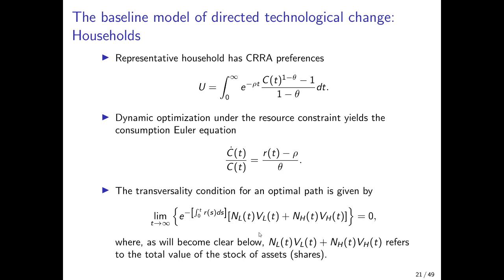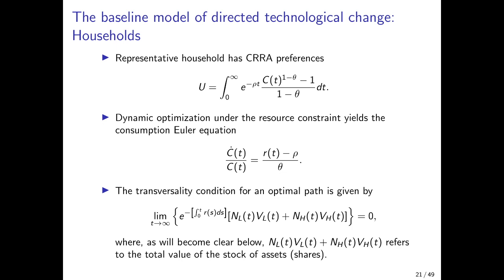So the total value of all these stocks, which is the value of a firm that produces low-skilled suited machines, the value of the firms that produce machines suited to high-skilled workers, times the number of these firms, discounted basically to today by the discount factor, which is the interest rate, and then the limit as time goes to infinity has to be equal to zero. And that's again the standard interpretation of the transversality condition.